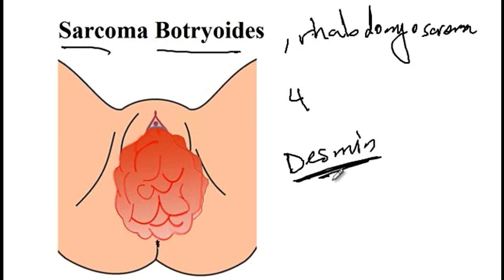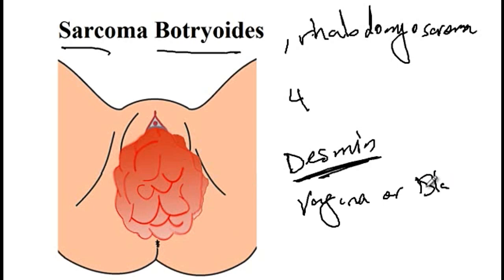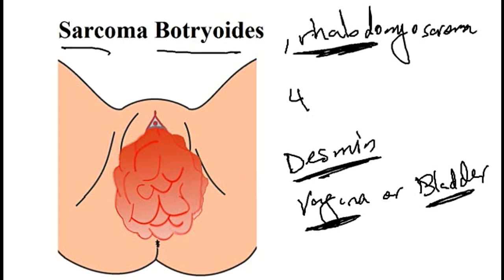And if you recall, desmin was used for staining of the skeletal muscles. And the reason for that is that this mass is arising from the skeletal muscles of the vagina or the bladder. And thus, given that it's arising from the skeletal muscles, it has the name rhabdomyosarcoma. So just keep that in mind. This mass is not arising from the uterine smooth muscles, but rather from the skeletal muscles of the vagina or the bladder. And that concludes our discussion.